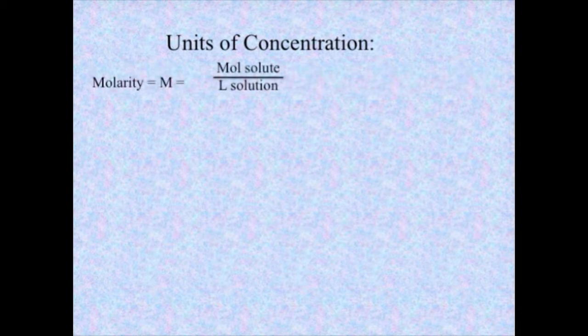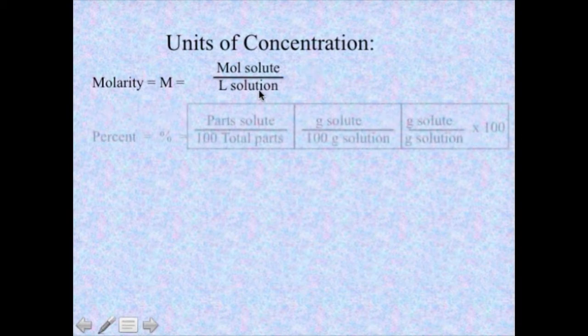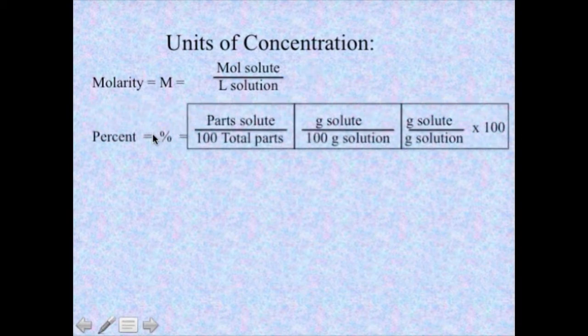Now let's talk about the units of concentration of a solution. There are four usual ones that we use in chemistry. The one you're most familiar with so far is molarity. That's moles of solute per liter of solution. There's also percentage. That would be parts of solute per 100 total parts, but usually as a weight or mass ratio, grams of solute per 100 grams of solution.